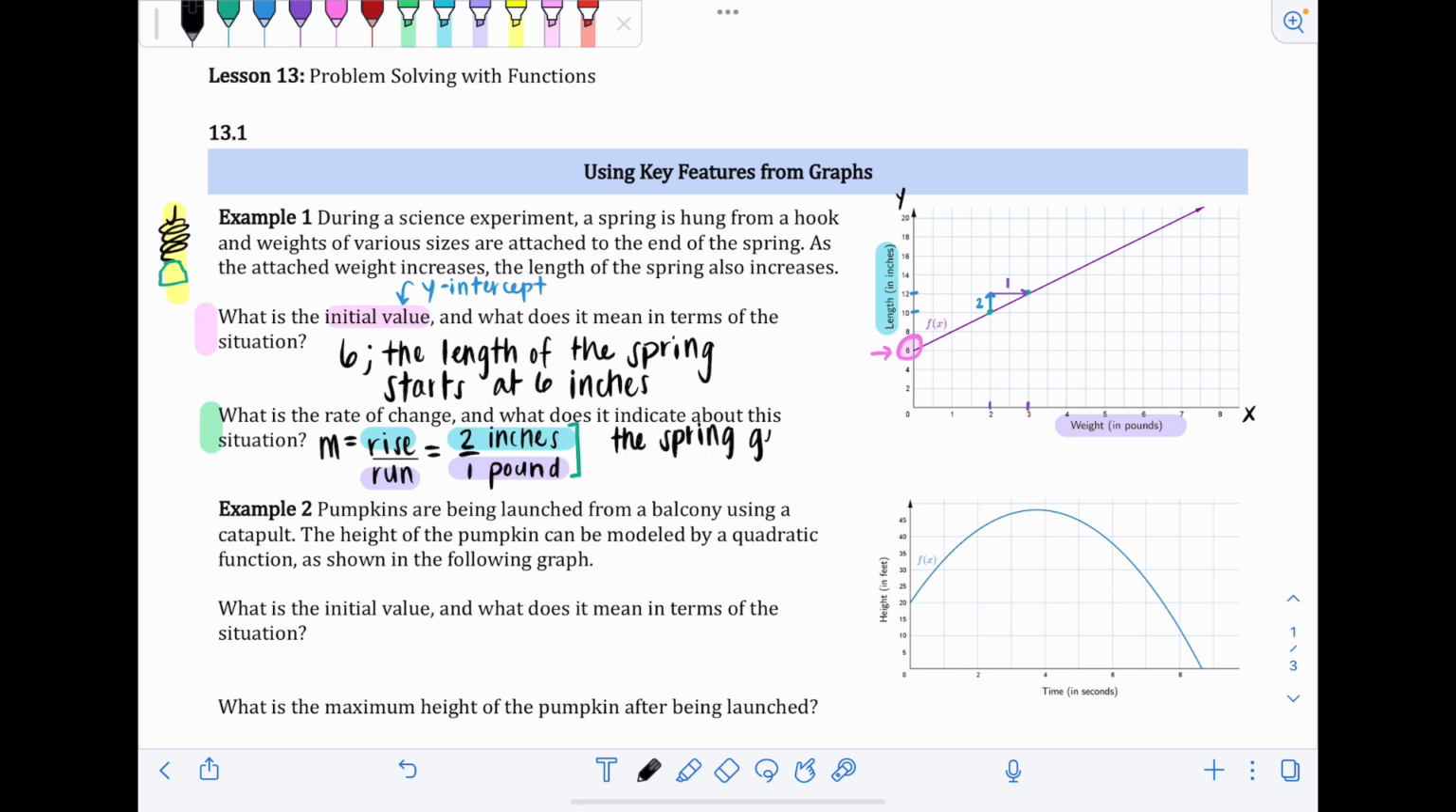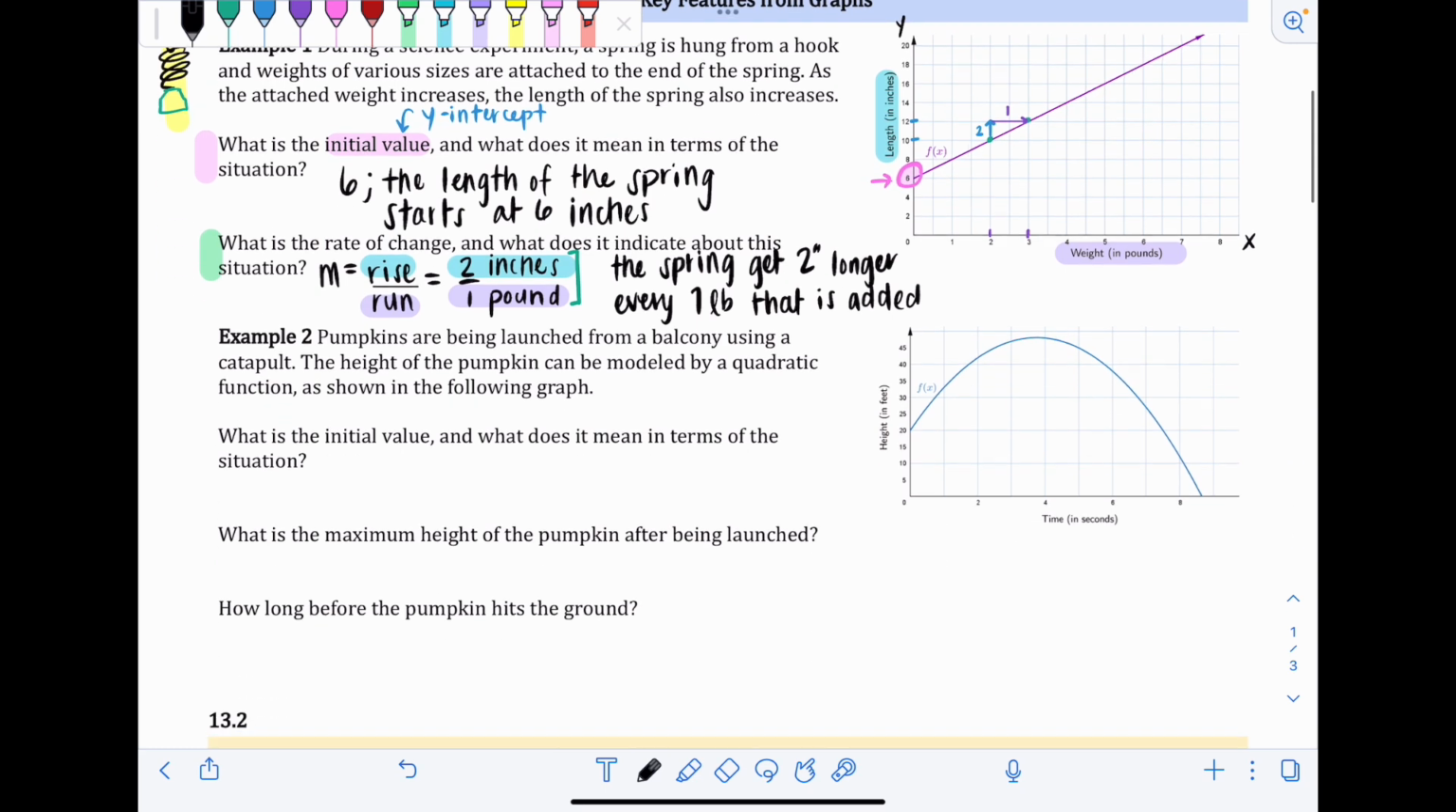So you can say the spring gets 2 inches longer. You can just do the double tick mark for 2 inches. 2 inches longer every 1 pound that's added. And then pound, you can shorten to LB. So 1 pound that is added. So the spring gets 2 inches longer for every 1 pound that's added. And then that's it. That wraps up example 1.